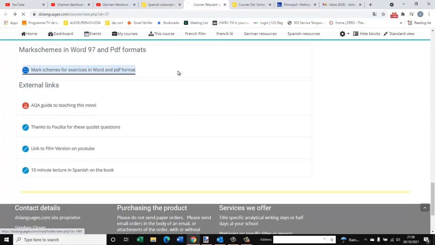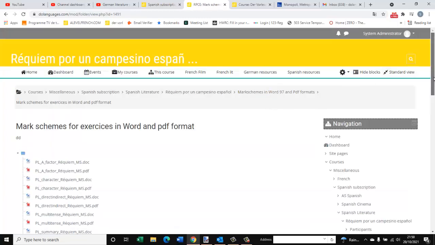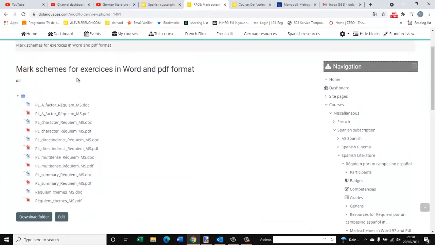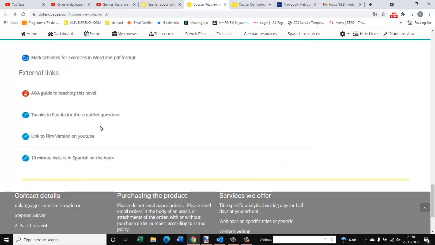The mark schemes are there so that the students can check their own work for the summary verbs, etc. The only one you don't have answers for is the questions, where they have to find their own ones.